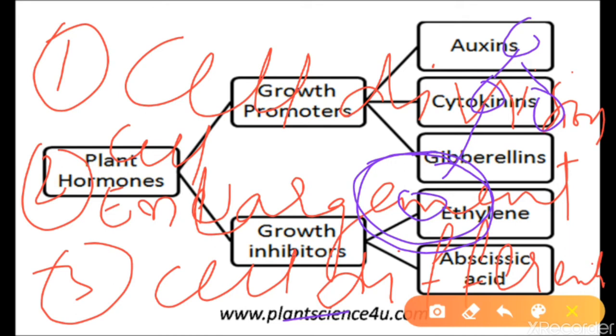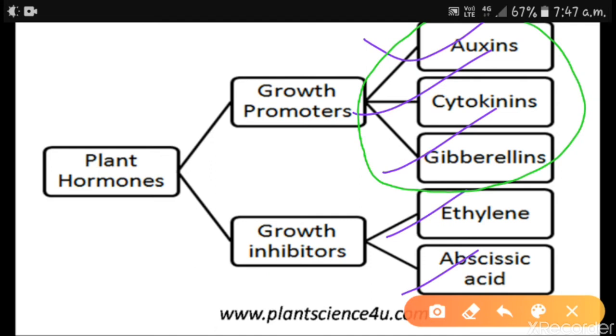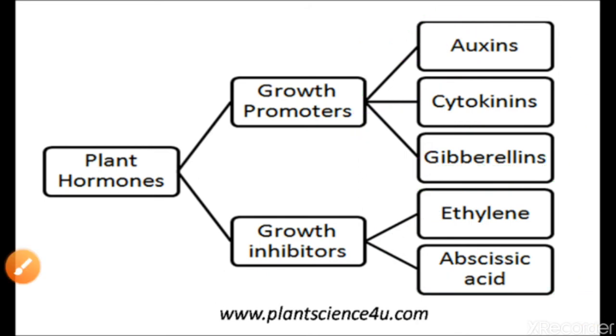So basically we mainly have five hormones in the plant: auxin, cytokinins, gibberellin, ethylene and abscisic acid. Here we can see that these three hormones, auxin, cytokinins and gibberellins, are known as growth promoters. That means they will help in the growth of the plant. But ethylene and abscisic acid are growth inhibitors, they will do the opposite action to what auxin, cytokinins and gibberellin do. So let's start with the auxin part.